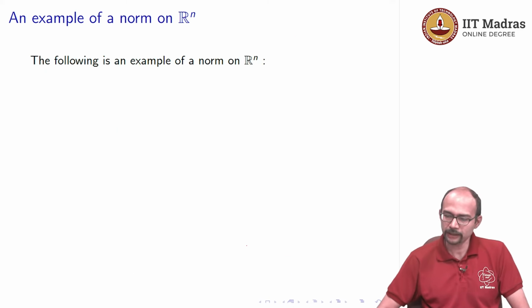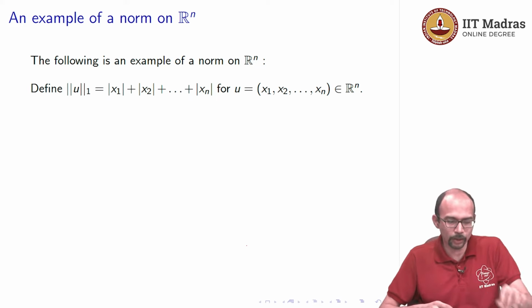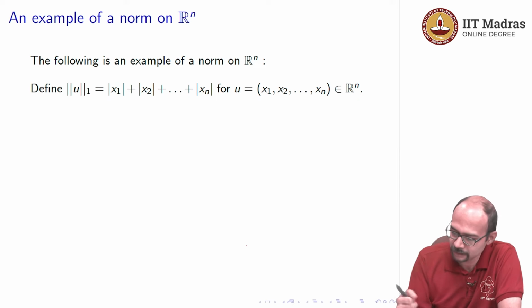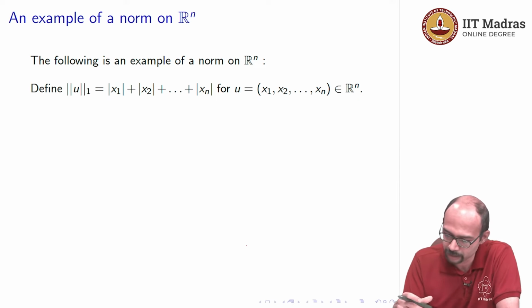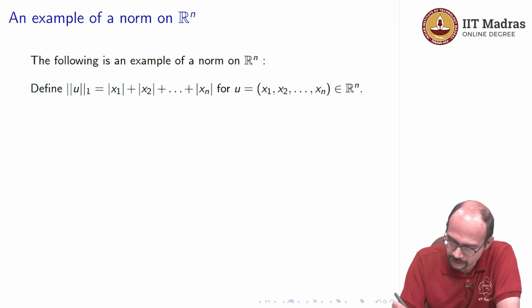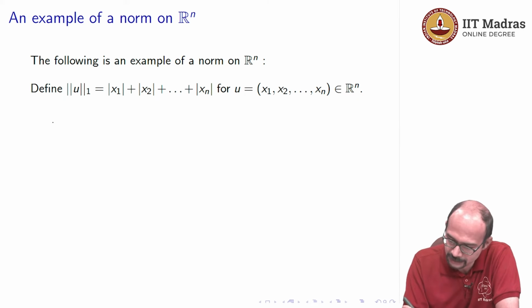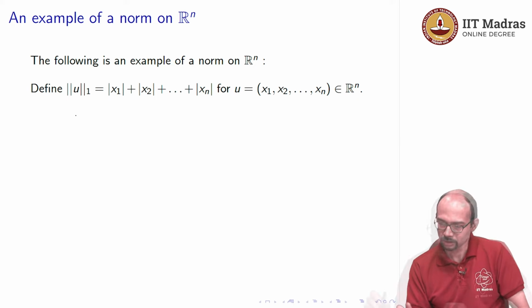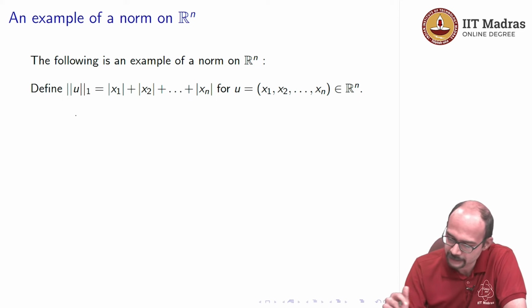So let's look at a norm on Rn, which is different from the length function. Namely, you can take the absolute values of the coordinates. So norm of u 1. This 1 is supposed to be a subscript, but it did not come out the way I intended. Anyway, so define norm of u to be this, the absolute value of x1 plus absolute value of x2 plus absolute value of xn, then this is a norm.